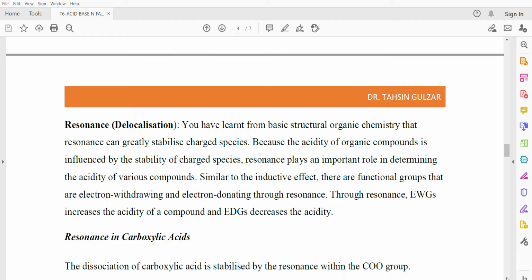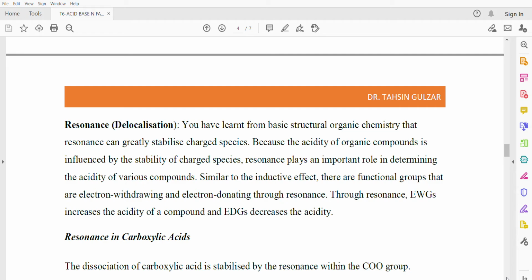Resonance or delocalization: in my next lecture, I will give you definitions of how you differentiate between resonance and delocalization. In your previous classes, you have read about what resonance is and what delocalization is. I have told you the simple example of carboxylic acid. After the removal of the proton, the conjugate base, the acetate anion, has two oxygens, so the negative charge resides between two oxygens. It is not on one oxygen only; it is delocalized between two oxygen atoms.